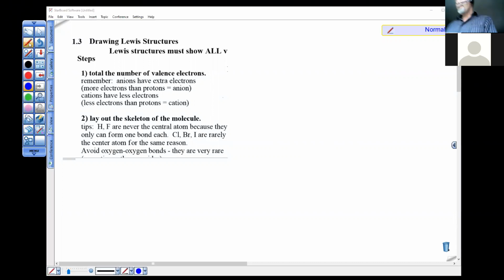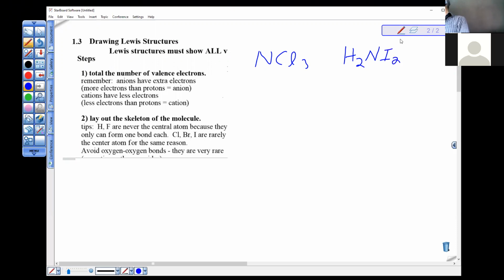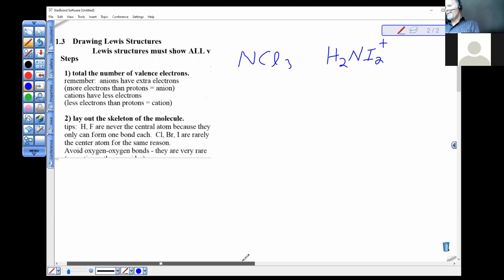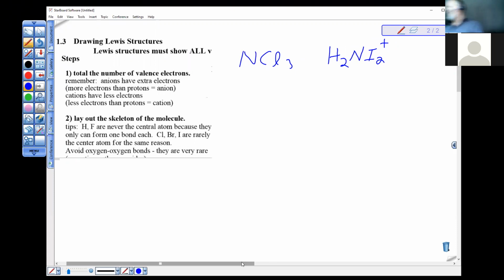So the book's got several examples. Let's make sure we do different examples. We'll do NCl3. Let's stick with the nitrogen theme here. H2NI2, now that one has a plus charge. And we can get a third example in there if we're careful. And let's do SO3 2 minus.